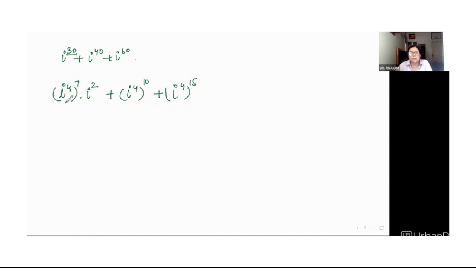Now what I am doing is replacing i to the power 4 by 1. 1 to the power 7. What is i square? It is minus 1. This value is 1, 1 raised to the power 10. This is 1, 1 raised to the power 15. Now you can solve it. This is negative 1 plus 1 plus 1. So 1 is the answer. This way you can resolve different powers of iota.